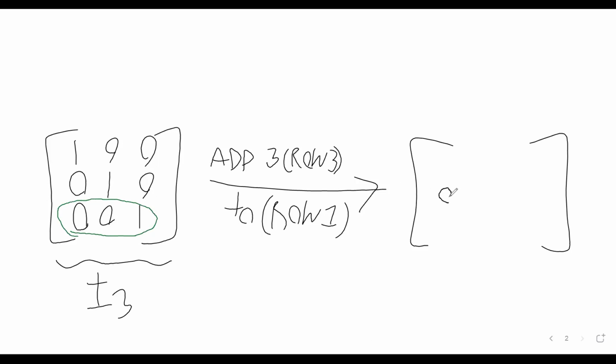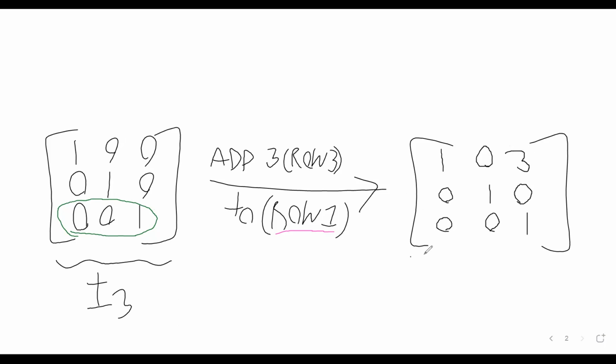First off, the second row stays exactly the same, right? And I'm adding 3 times row 3 to row 1, so row 3 is not going to change either. Row 1 is the only thing that changes. What changes is I'm going to have to add 3 times this row. If I add 3 times 0 to 1, it's still 1. If I add 3 times 0 to 0, it's still 0. If I add 3 times 1, which is 3, to 0, I get 3.